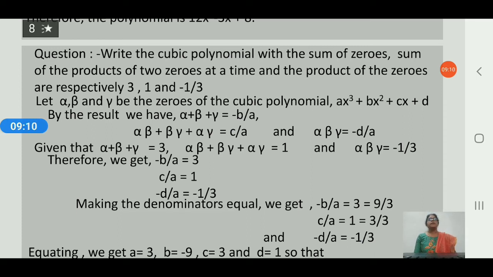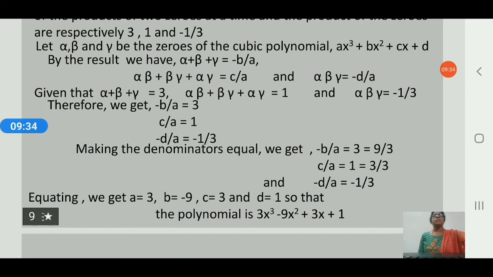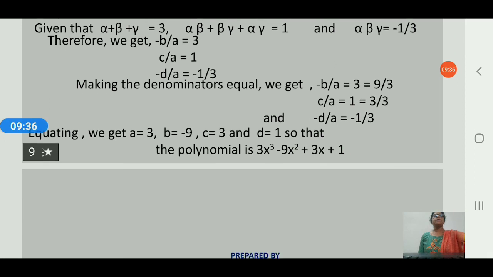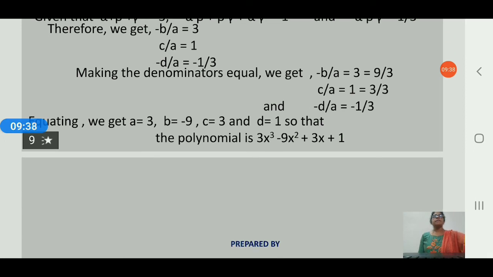Now we are making the denominators equal. Negative b by a is 3, which we can write as 9 by 3, and c by a is 1, we can write it as 3 by 3. Negative d by a is negative 1 by 3. That means for all the three fractions, denominators are same. Now we can equalize the numerators. Now what will we get? By equating we will get a is equal to 3 and b is equal to negative 9 and c is equal to 3 and d is equal to 1.